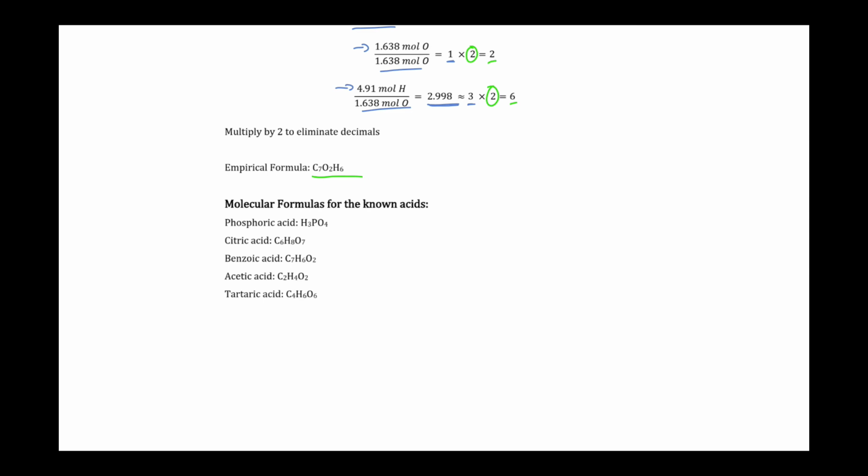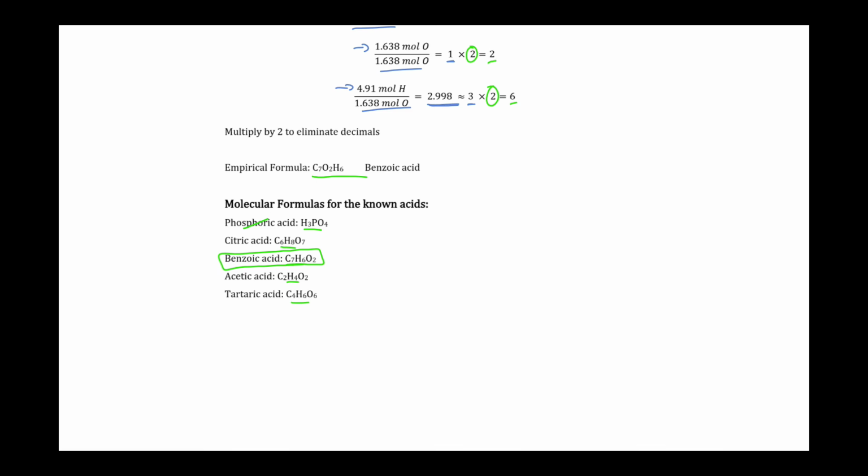So here's my list of all of my acids, and I have given the molecular formula for each of them. Since I only have carbon, oxygen, and hydrogen, it's actually very easy to eliminate phosphoric acid because we have no phosphorus. And then checking my molecular formulas, I see that my empirical formula actually matches here for my benzoic acid. So I do not have to worry about calculating the molecular formula because, again, my empirical formula is my molecular formula. My unknown acid is benzoic acid.